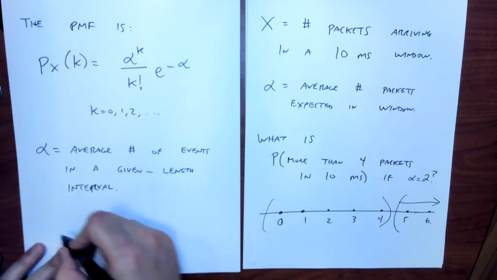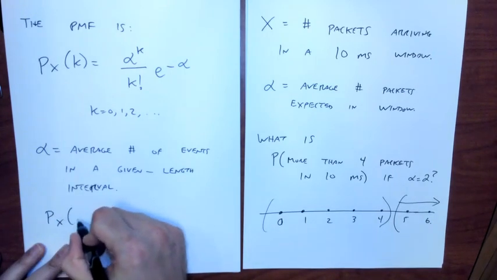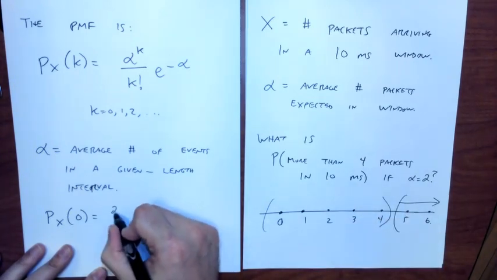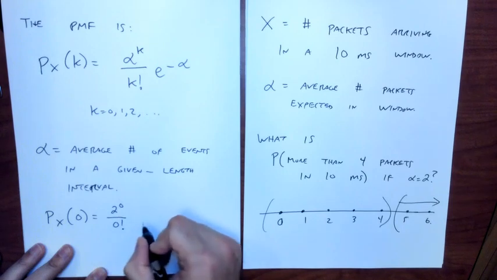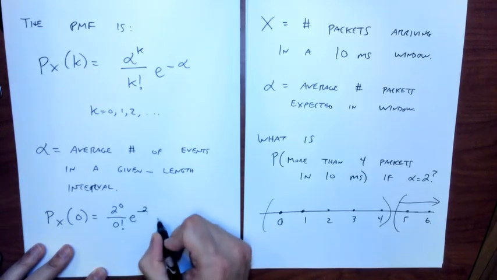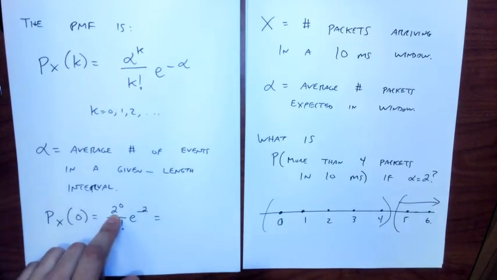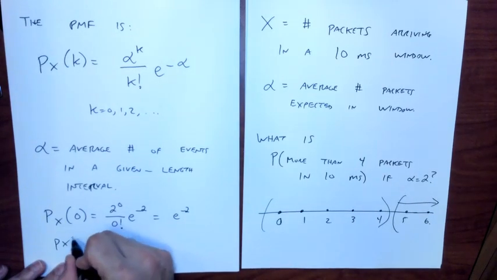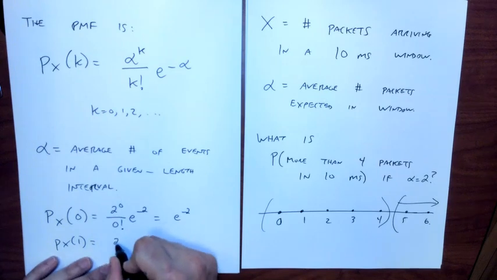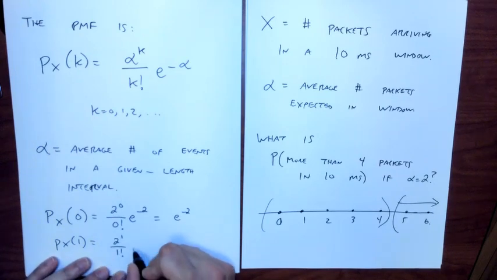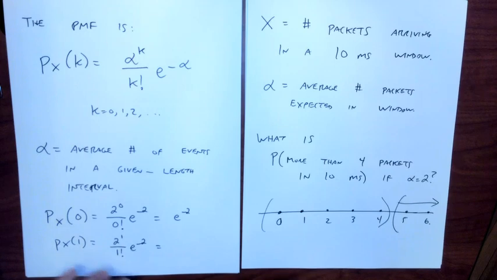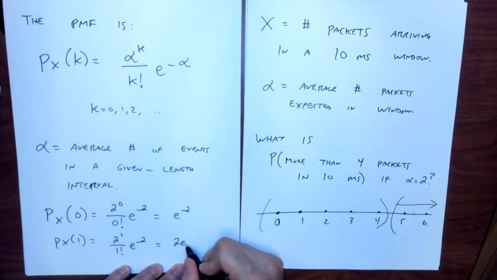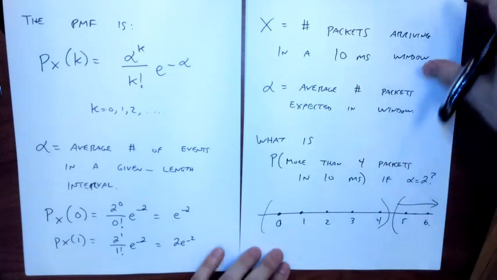So what is the probability that I get 0? Well, I'm plugging in 2. I have 2 to the 0 power over 0 factorial e to the minus 2, which is, 2 to the 0 power is 1, 0 factorial is also 1, so I have e to the minus 2. Probability of getting exactly 1 packet is 2 to the 1 power over 1 factorial e to the minus 2, and then I get 2 e to the minus 2. Then I can keep on doing this, right?